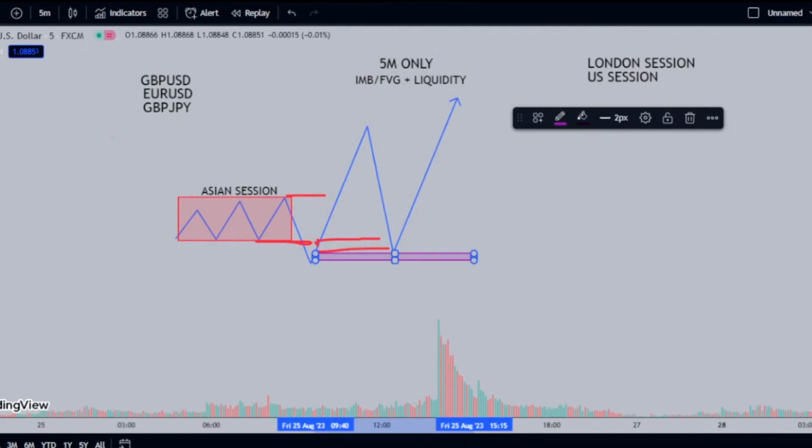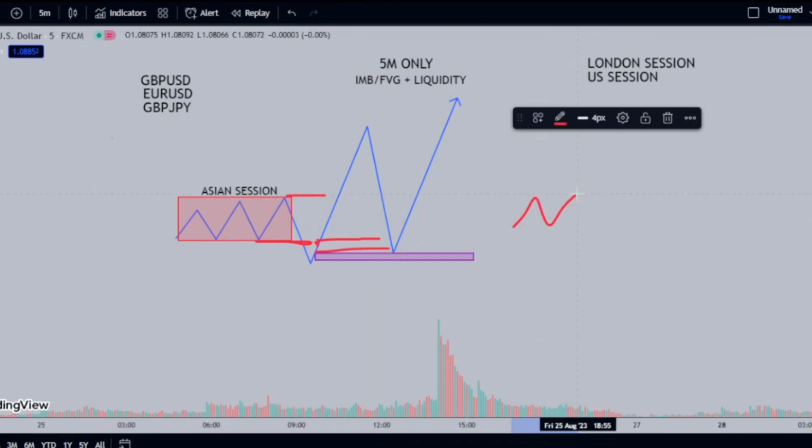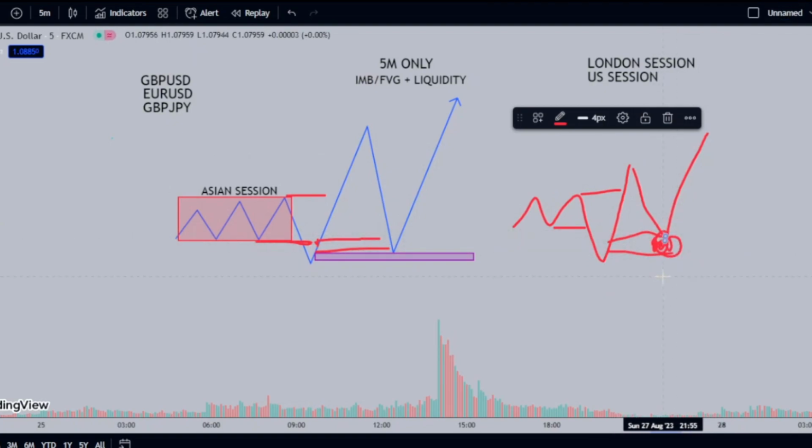The most important thing for you to understand here is that price will break structure to the downside here, then it will go up and break structure to the upside here, creating an imbalance down here. Then price will be drawn down there, and then it will move up. That's where we are taking our buying position. This is a very simple strategy, and I'll show you guys how to do it.